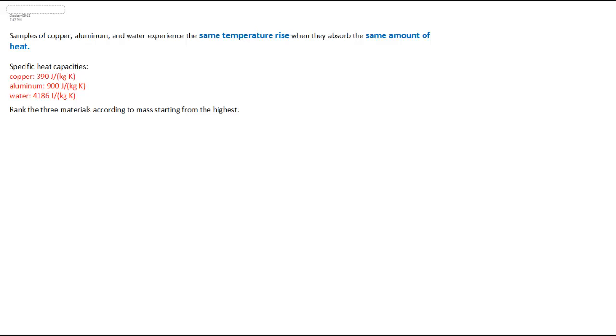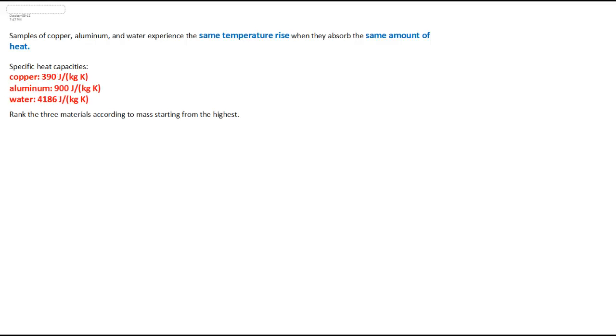Next, we read that the question provides us with the specific heat capacities for copper, aluminum, and water. Another key piece of information. Finally, if we read the actual question, it wants us to rank the materials according to mass, starting from that with the highest mass. Now let's continue on by identifying what information is given.